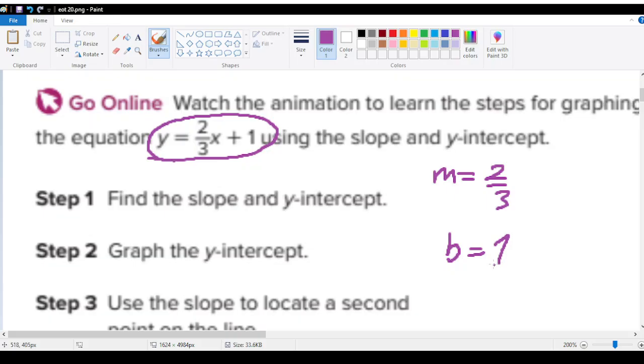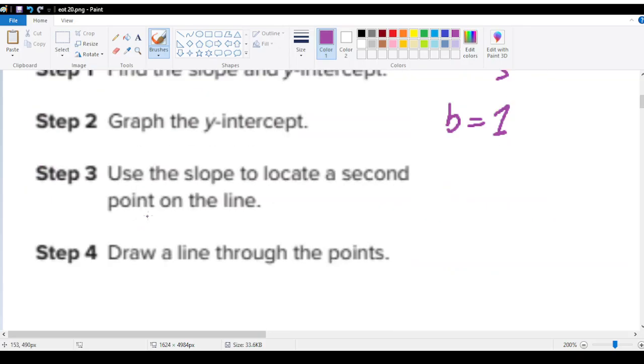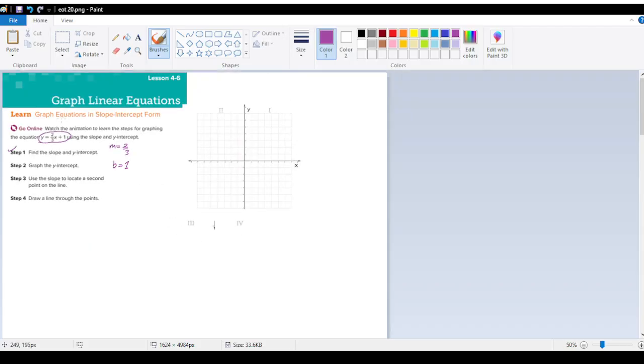1. That's good. Now, in order to graph it, look here. First step, find the slope and y-intercept. Done. Step 2, graph the y-intercept. Step 3, use the slope to locate the second point, then draw a line. What is the meaning of that? Let's try to do it here.